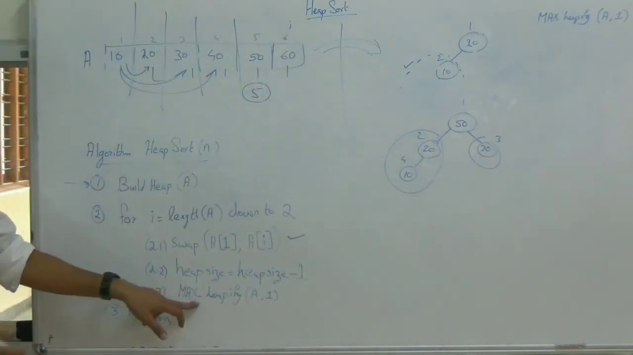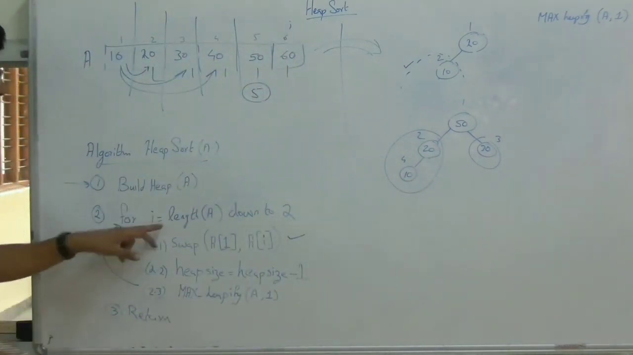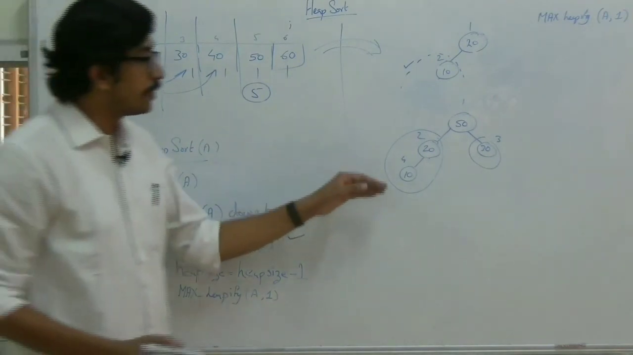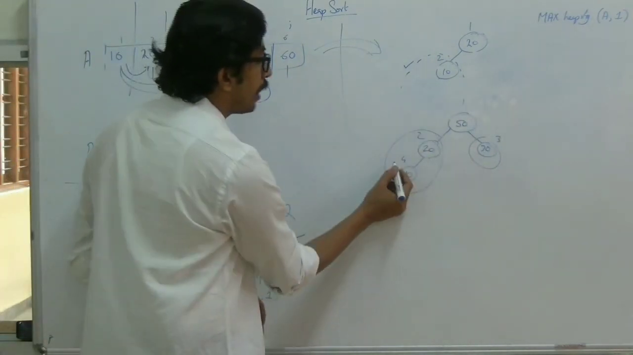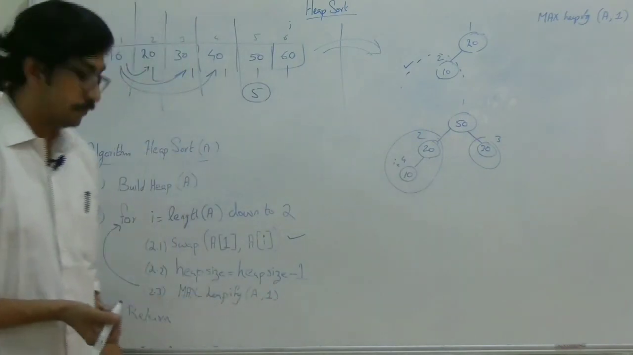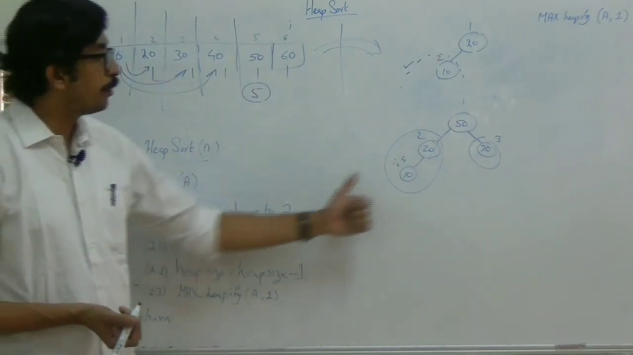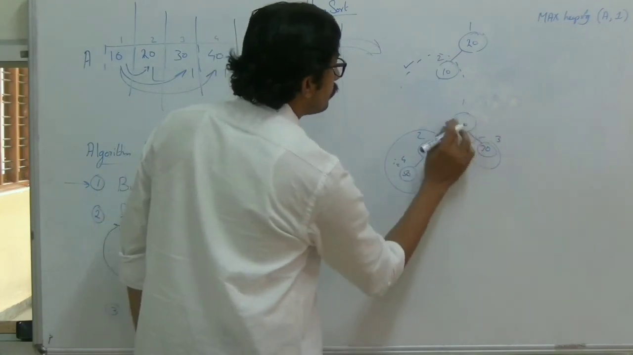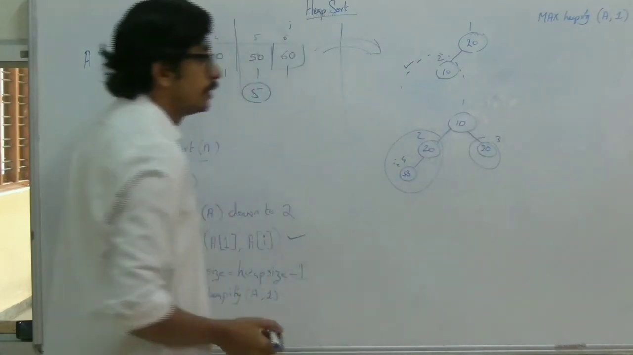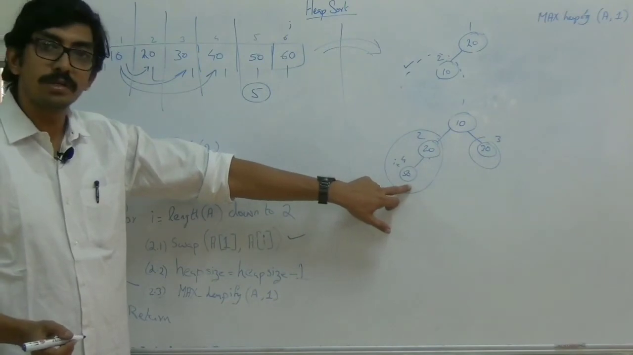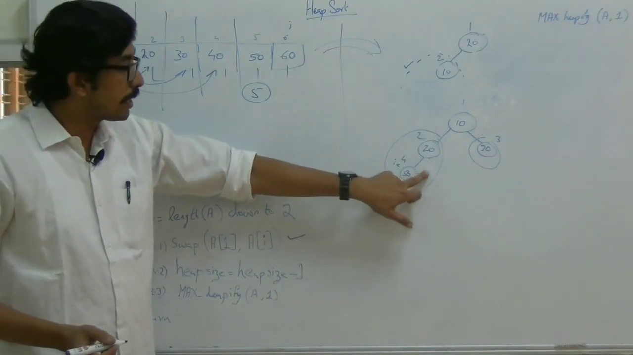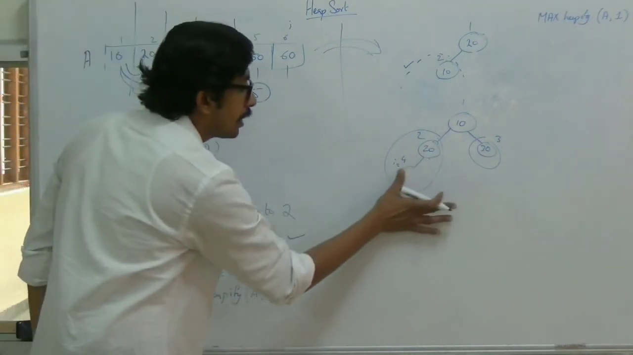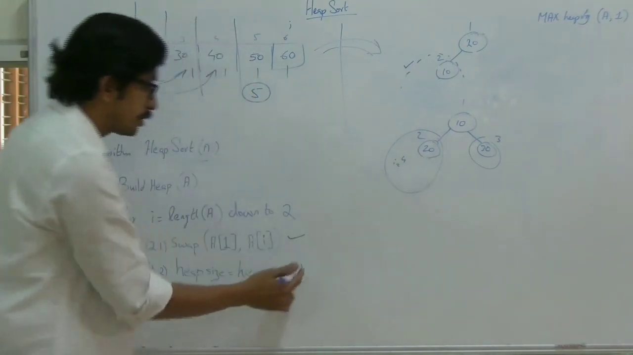So then again it will move. The I value will be decremented. So from 5, now the I value will become 4. We are swapping A of 4 and A of 1. So 50 will come over here, 10 will come over here. So the second element has also got sorted. After sorting the second element, we are discarding this element, that is, heap size will be reduced by 1.